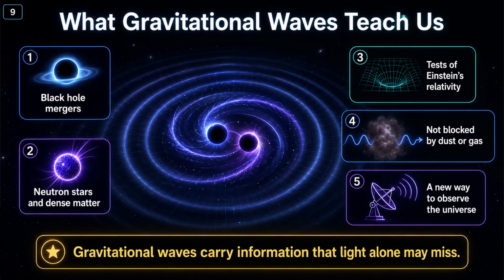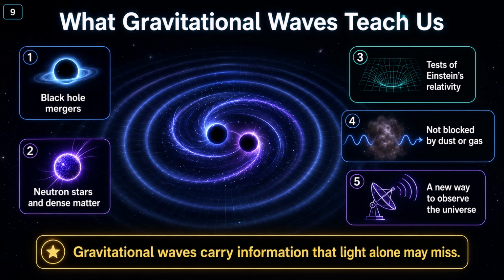Gravitational waves teach us about events that may be difficult or impossible to study using light alone. They help scientists study black holes directly. They reveal how massive objects spiral together and merge. They allow us to test Einstein's general relativity in extreme conditions. They also help us learn about neutron stars, dense matter, and the behavior of gravity under powerful conditions.